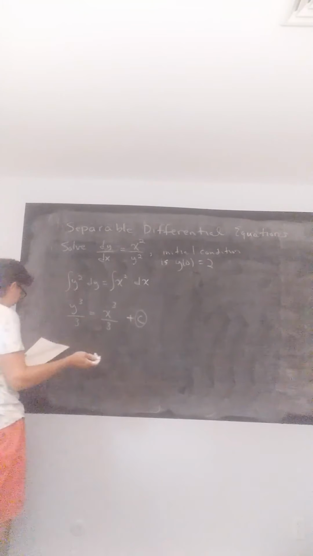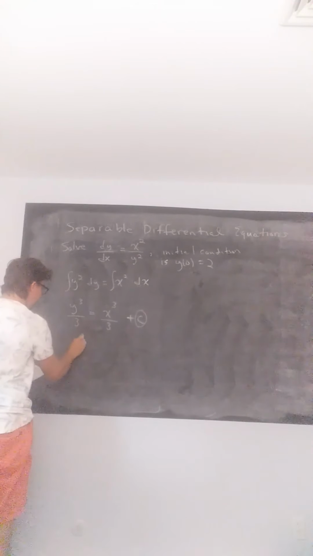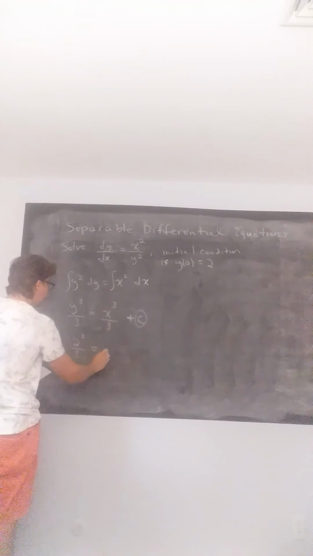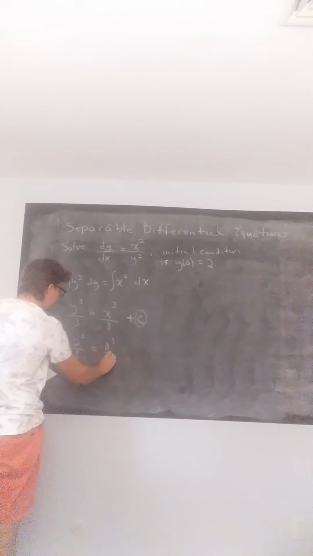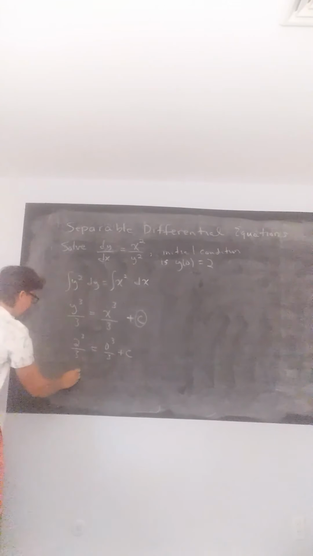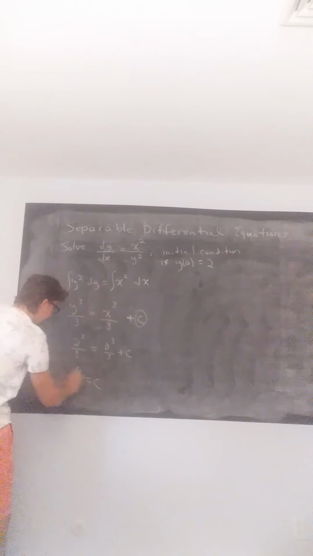Okay, so let me stand back and have you look at it. Your initial condition is y of 0 is 2. Do you know what that means? That means wherever you see a y, you're going to plug in a 2, and where you see an x, you're going to plug in a 0, because y is a function of x. So let's go ahead and figure it out. So you're going to have 2 cubed over 3 equals 0 cubed over 3 plus c. So that means you have 8/3 is c.